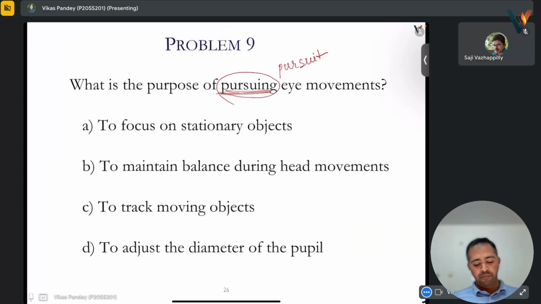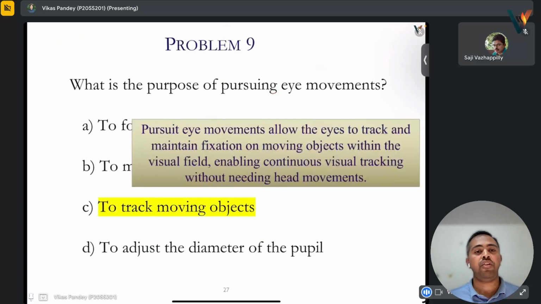So it is to track a moving object. Track and maintain fixation on a moving object within the visual field. Like you are seeing a car that is moving forward. The moment you keep focused on that, the car starts from here, you are seeing that, and you will see the car moves and your vision moves along with that. You will be focused on the car. Okay, moving car I am talking about.